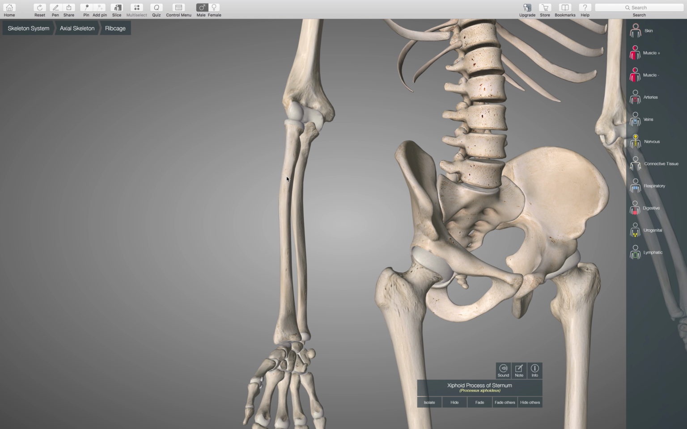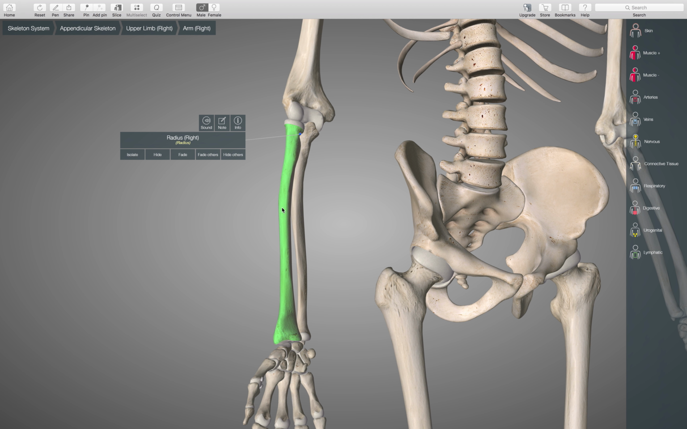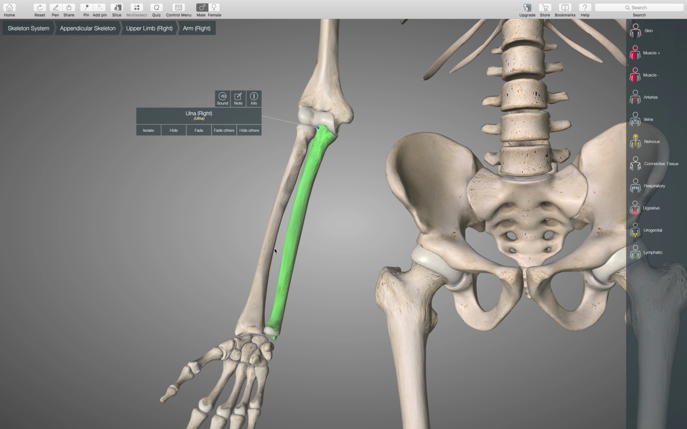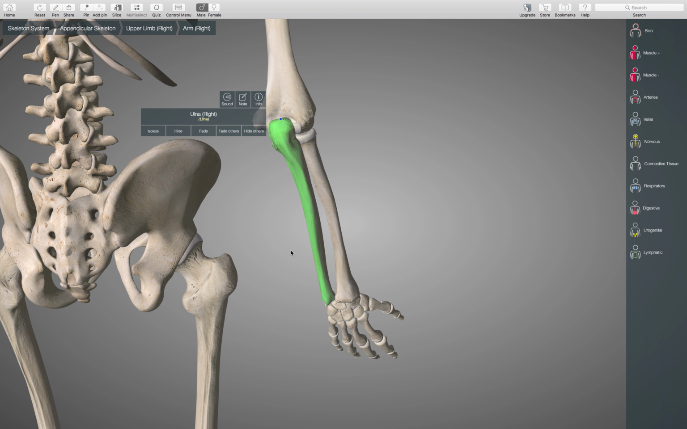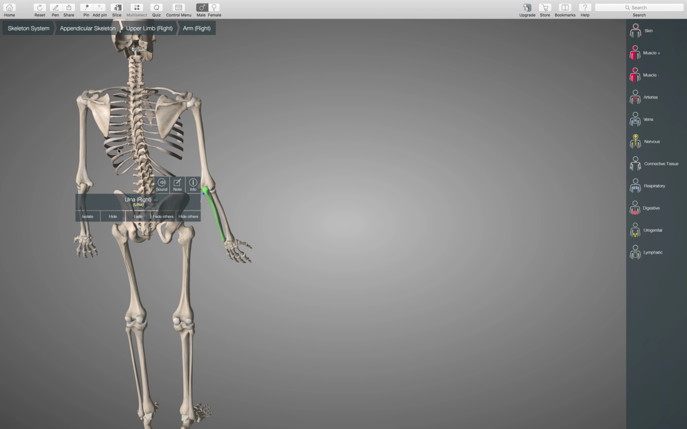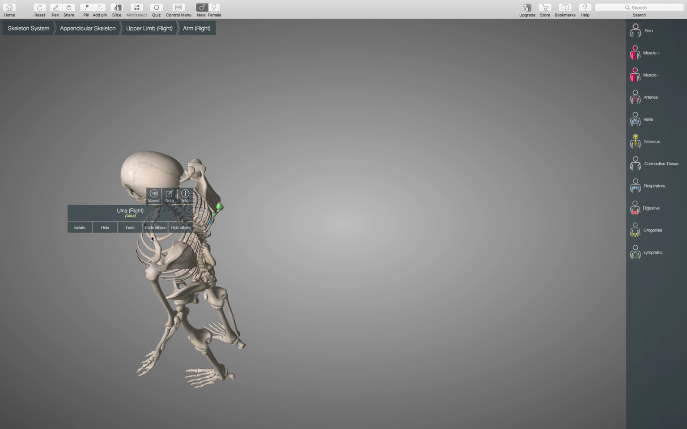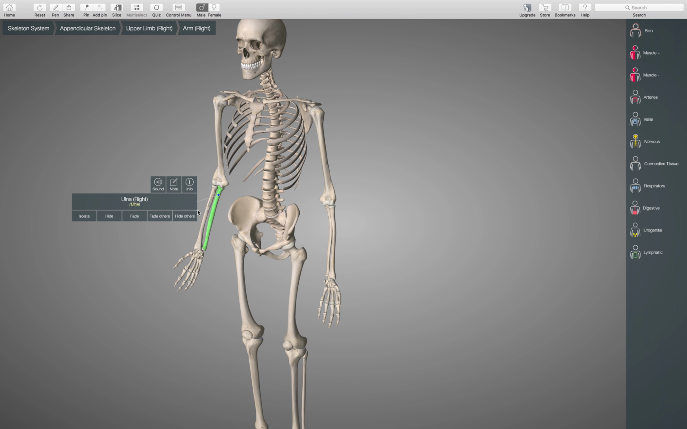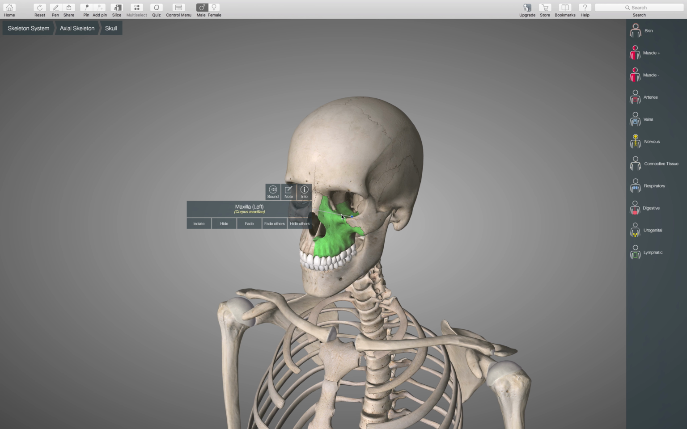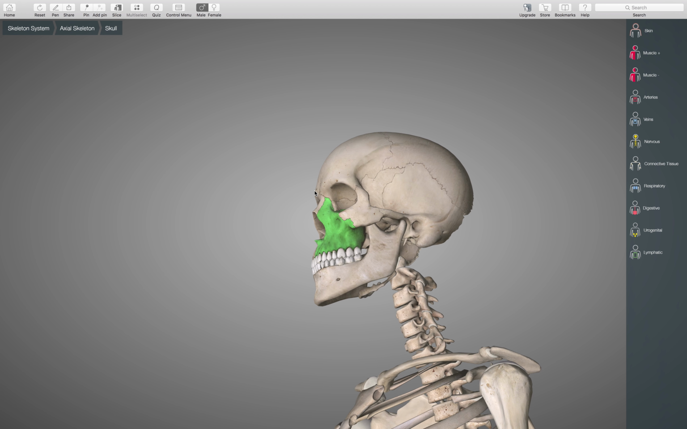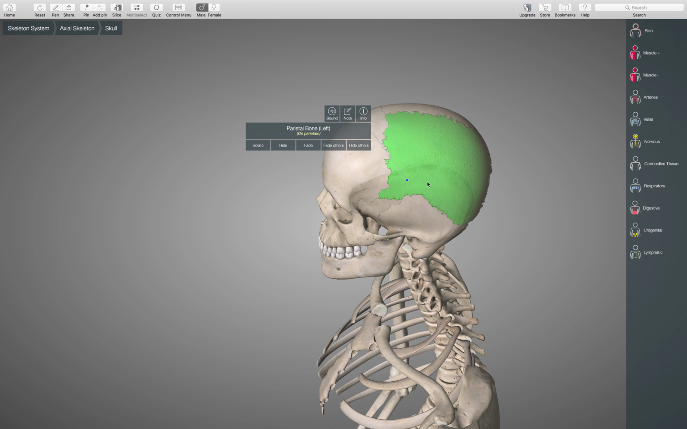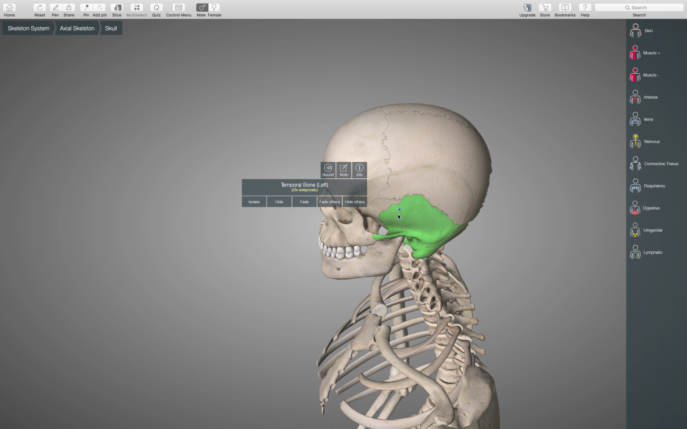Then we move down. The outer part is called the radius. The inner part is the ulna. Then this is a general introduction of the whole skeleton system. And you should know all of the bones, their names, and where they are.